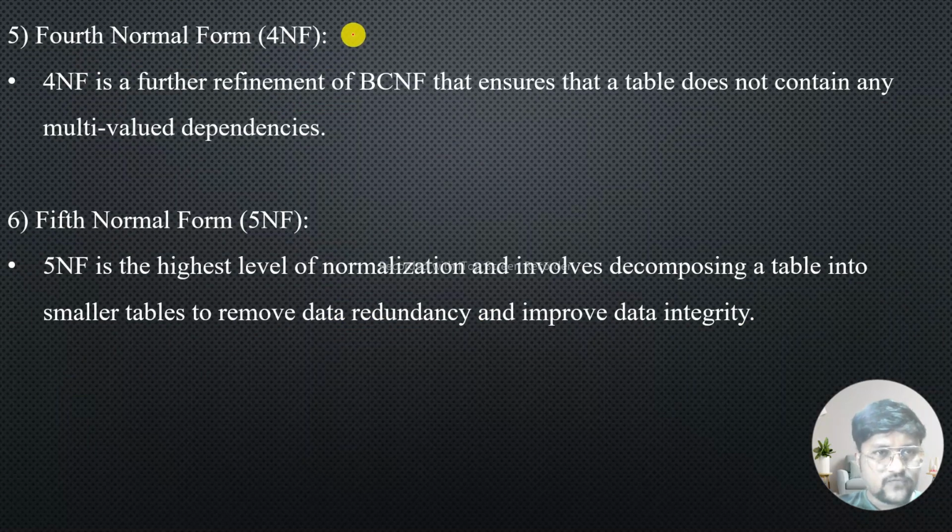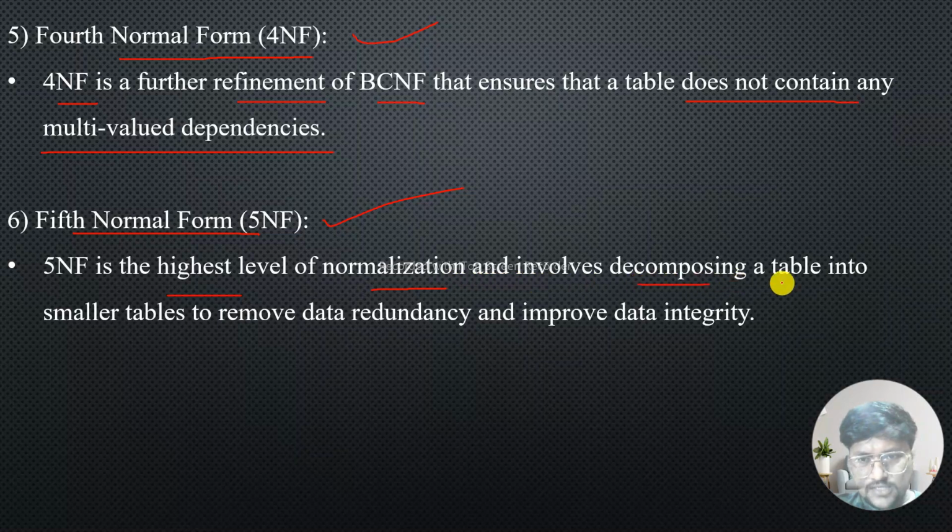Next, we have fourth normal form, 4NF. So 4NF is a further refinement of BCNF that ensures that a table does not contain any multi-valued dependencies. Then fifth normal form, that is 5NF. So 5NF is the highest level of normalization and involves decomposing a table into smaller tables to remove data redundancy and improve data integrity.